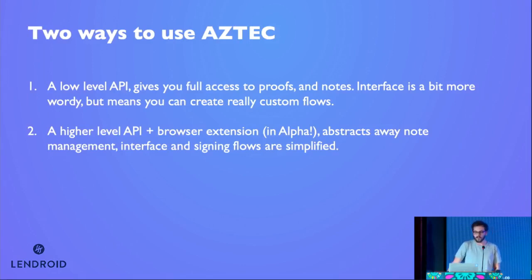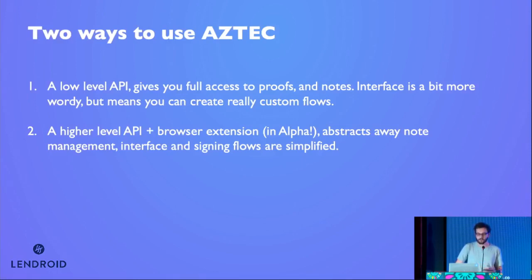So there are basically two ways to use AZTEC. There's one which is relatively stable. We're pre-launch; we're launching fully in September. But the first way is a low-level API that gives you full access to all the proofs. It gives you full access to all the notes. It gives you an interface which is a little bit more wordy, but if you want to create custom flows, that's probably the one you want to use.